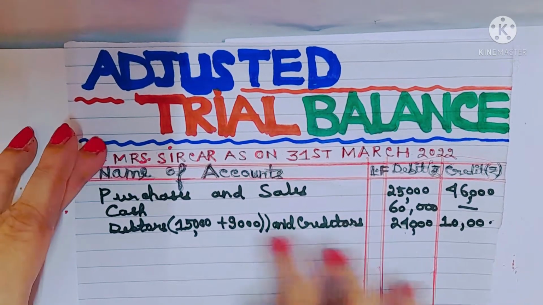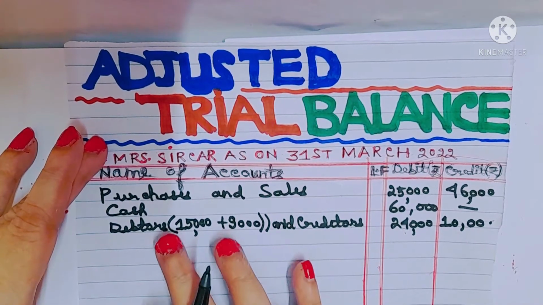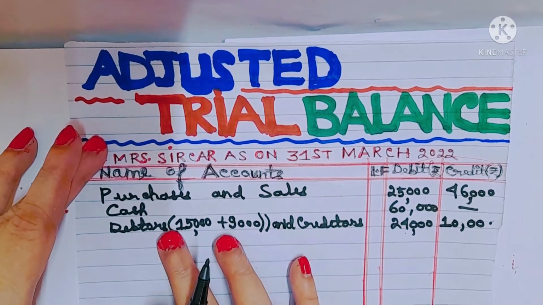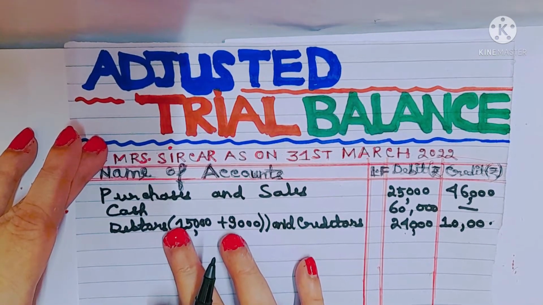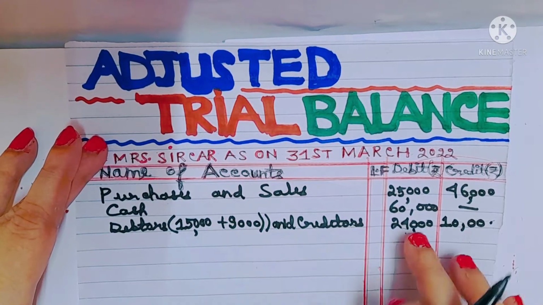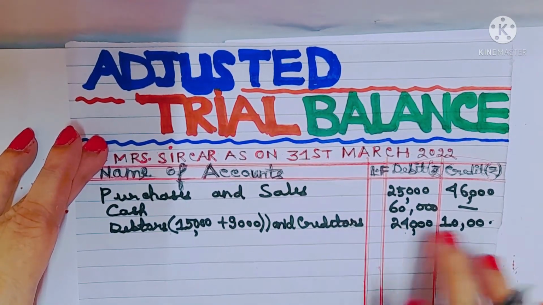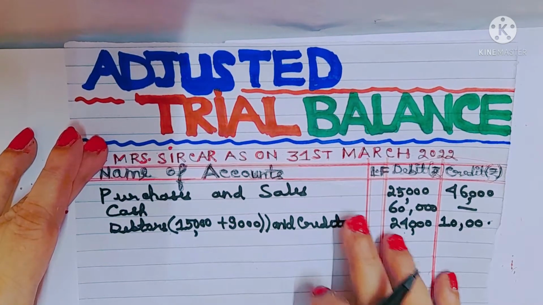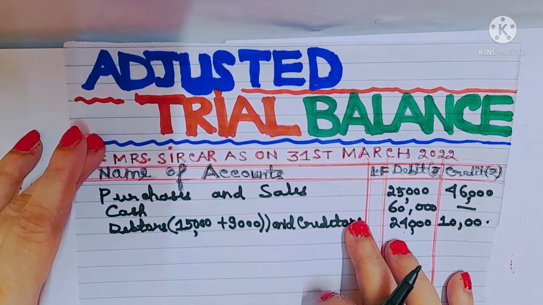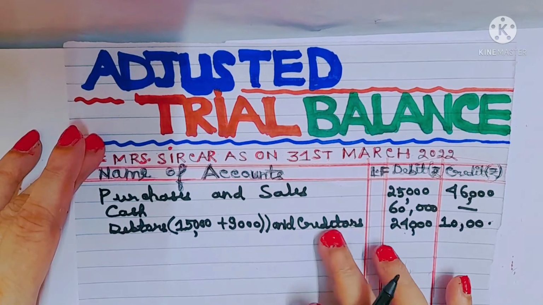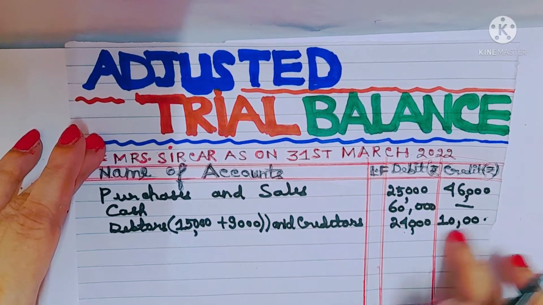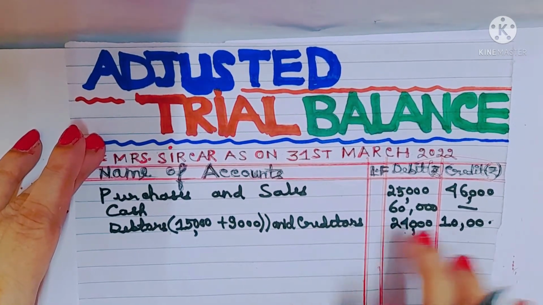Debtors is a debit balance because debtors falls under personal account. According to personal account, the receiver of the benefit is debit. So debtors account will be debited. Similarly, creditors account is credit because creditors account falls under personal account. According to personal account, the giver of the benefit is credit. So creditors account will be credited.